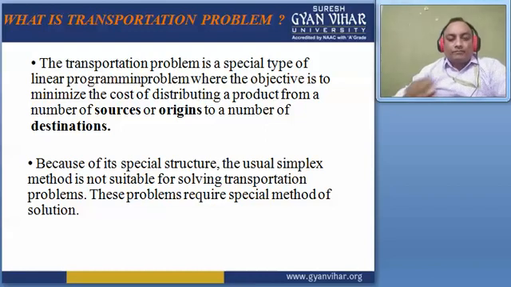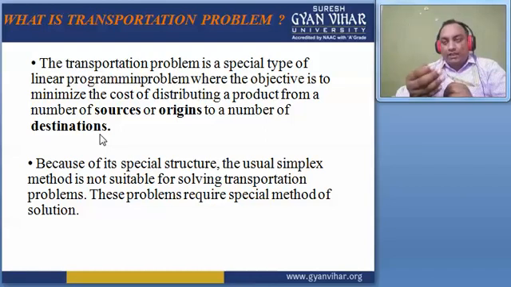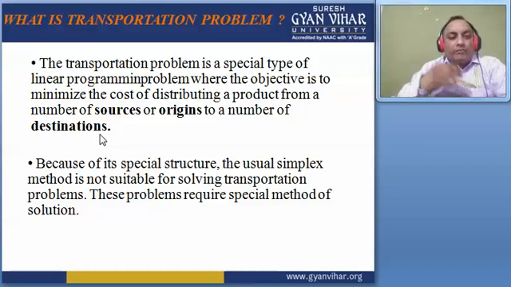And the model requires only a few elements. Means for the transportation problem, some elements are required. These are origin or source, which is applicable only to supply, and destination, which is the end point of this transportation. And the third one is the unit cost of shipping. It means per unit cost.